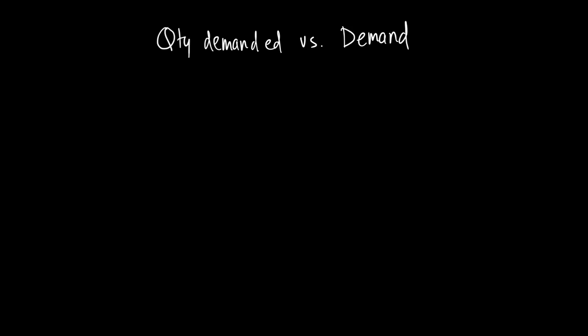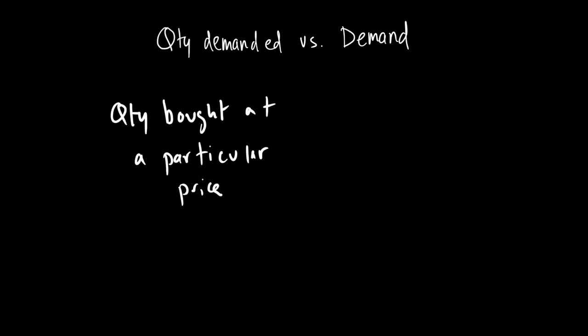Now that we know that the demand curve is downward sloping, I want to distinguish between quantity demanded versus demand. When we say quantity demanded, we mean quantity bought at a particular price, which means that whenever there is a change in price, we don't say demand changes, we say quantity demanded changes, because quantity bought at a particular price will change. I want to show you this with the help of a demand curve.